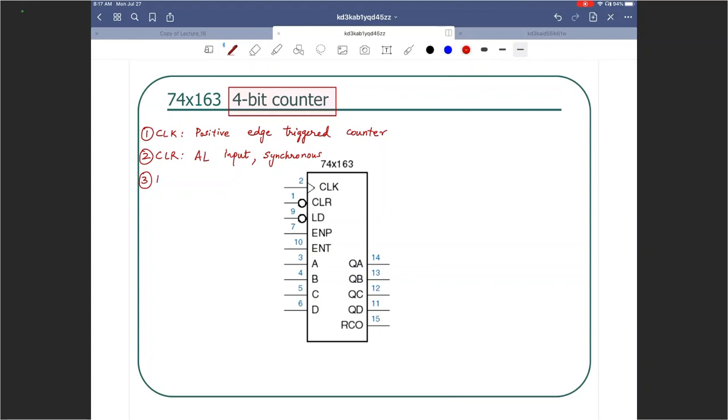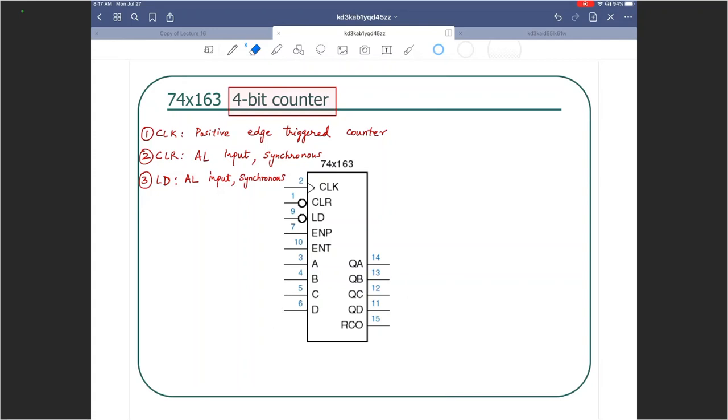LD. That is active low. It's an active low input, and it is also synchronous with respect to clock. And what it does is it is going to load. It stands for load. So it's going to load whatever you connect at A, B, C, D into the counter. But it is going to load that only after the positive edge of the clock.